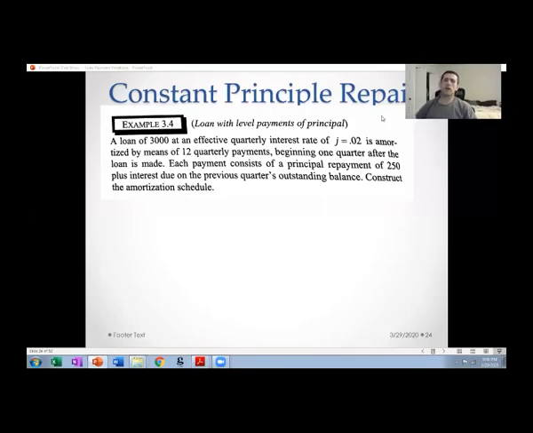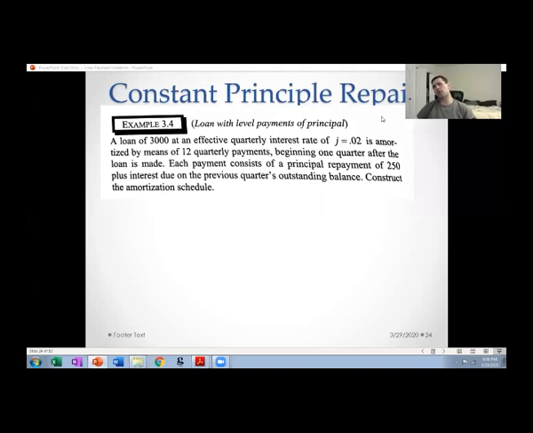Okay, so what I want to do now is look at another special situation of having each period constant principal repaid. Okay, and I think it's most effective to look at this through an example. Let's do the books example.